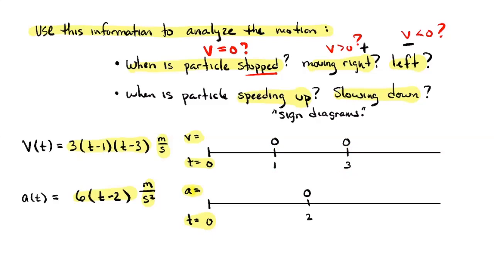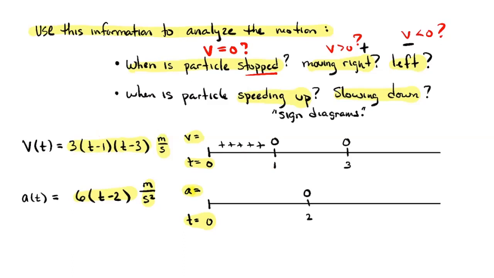So if I took a value of t between 0 and 1, say t equal to a half, and I plugged it into this velocity function, well, I would get 3 times, 1 half minus 1 is negative, 1 half minus 3 is negative, and a positive number times a negative number times a negative number is a positive number. Okay, so what I'm going to do in my diagram here is write some pluses above that interval from 0 to 1 because the velocity has to be positive on that entire interval.